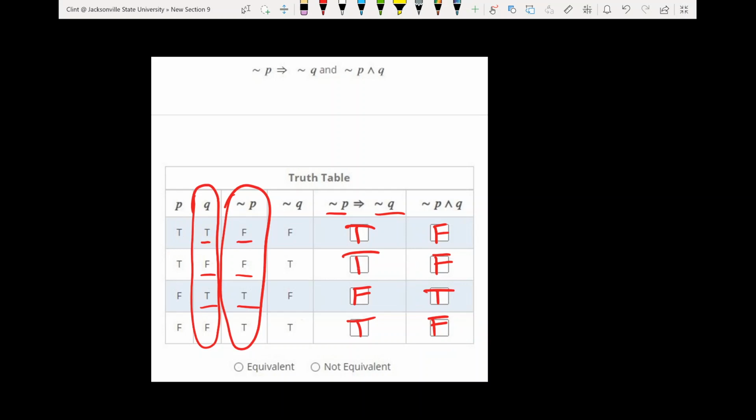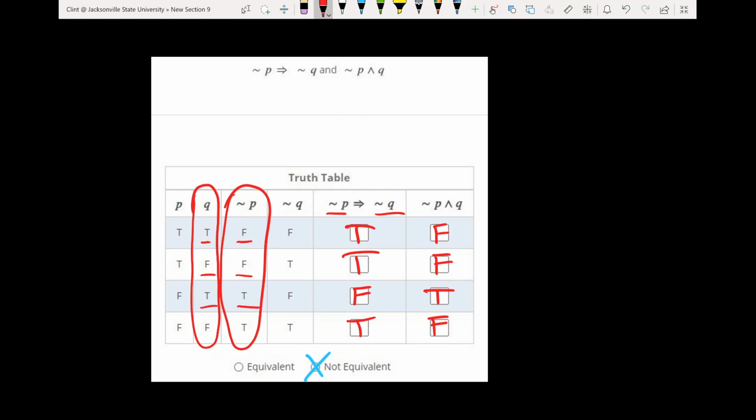And if we look to see if these are equivalent, well, they're definitely not equivalent. In fact, they're complete opposites. So this one is, again, not equivalent. Again, the only time these would be equivalent is if this column and this column match exactly. They have to be exactly the same in order to have equivalent statements.